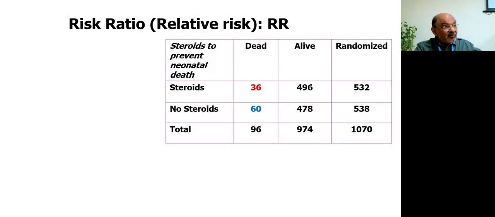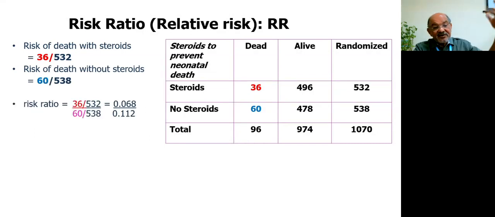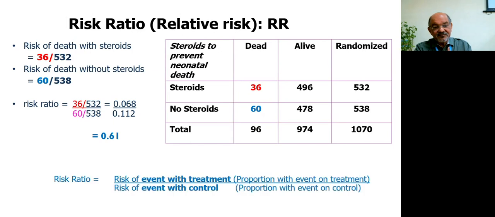Common sense. How many people were given steroids? 532. How many neonates died? 36. So the risk of death with steroids is 36 out of 532. And the risk of death without steroids is 60 out of 538. And your risk ratio is one risk divided by the other. Here it is 0.61. I'll tell you what it means.